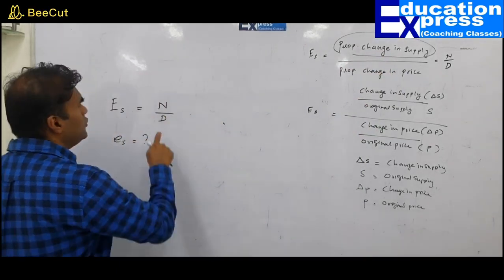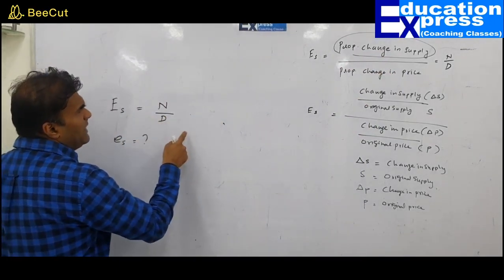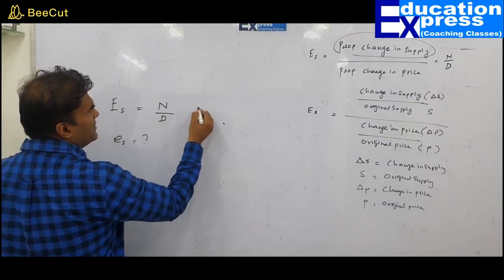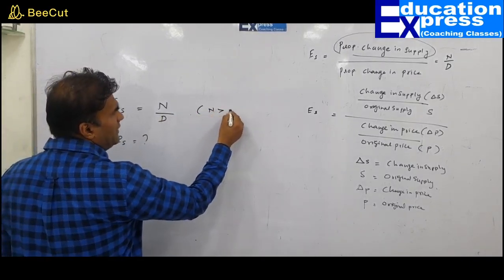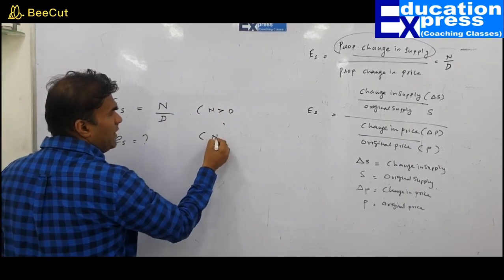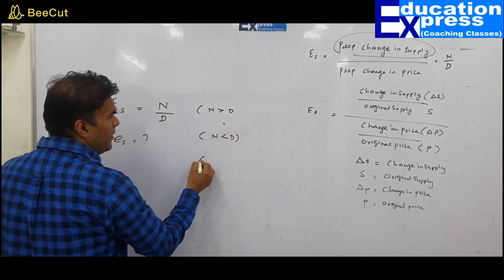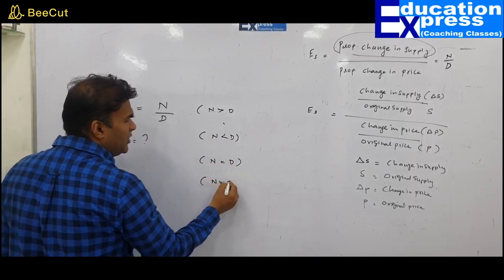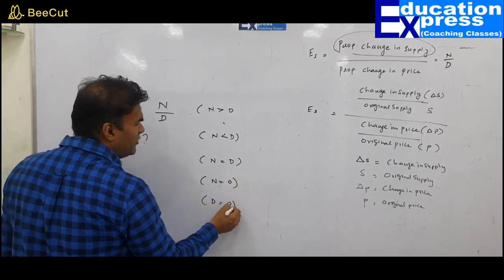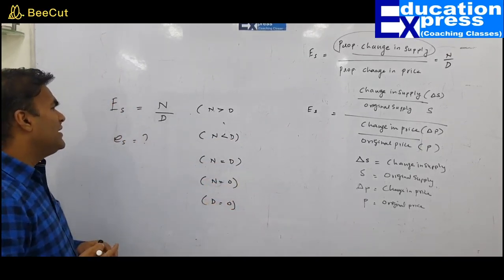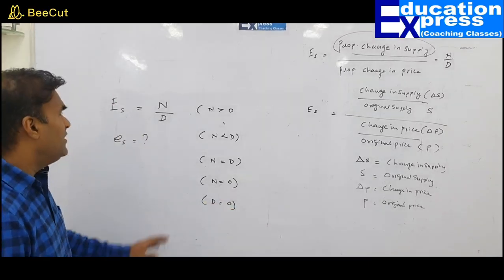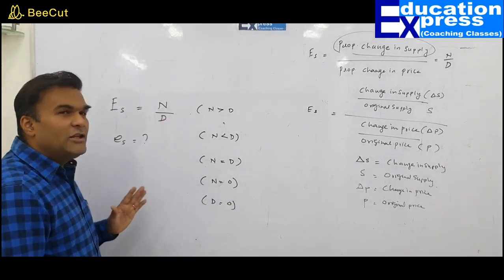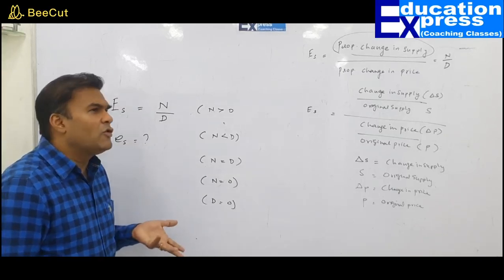So the value of this fraction could be, first case, if numerator is greater than denominator, if numerator is less than denominator, if numerator is equal to denominator, if numerator is 0, if denominator is 0. I don't think that there is any other possibility other than this. These are the only possibilities.